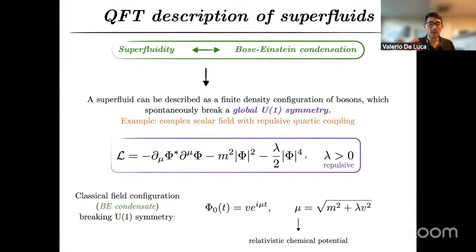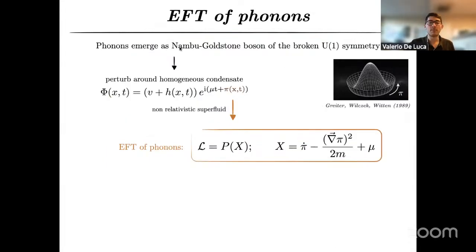Now, under Bose-Einstein condensation, so when there is a classical field configuration, phi naught, which breaks the U(1) symmetry, this property of superfluidity can eventually appear. And in this classical background, we can introduce the chemical potential, which is going to depend on the strength of the self-interactions of the theory you are considering. Now, whenever you break the symmetry, of course, there will be some Nambu-Goldstone bosons associated to the broken U(1) symmetry. And those are exactly the phonons we are going to talk about.